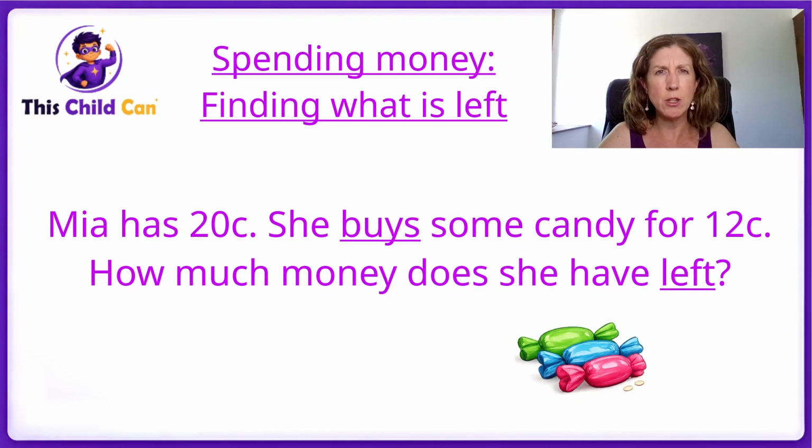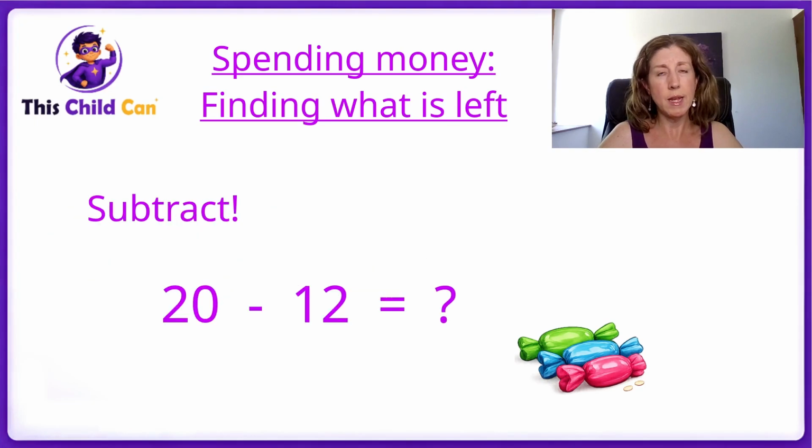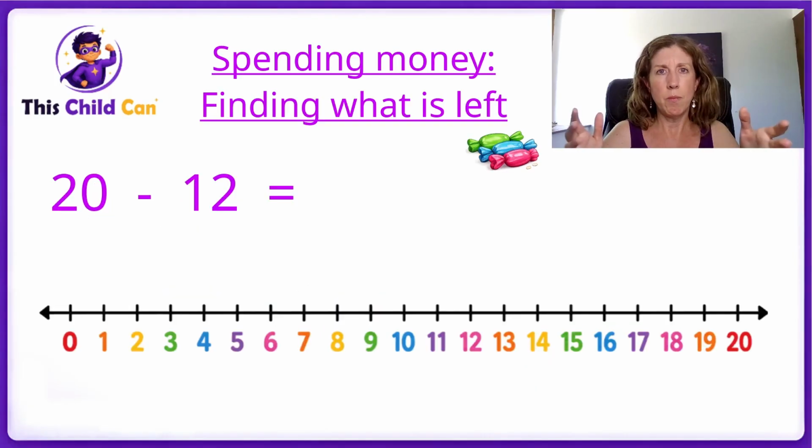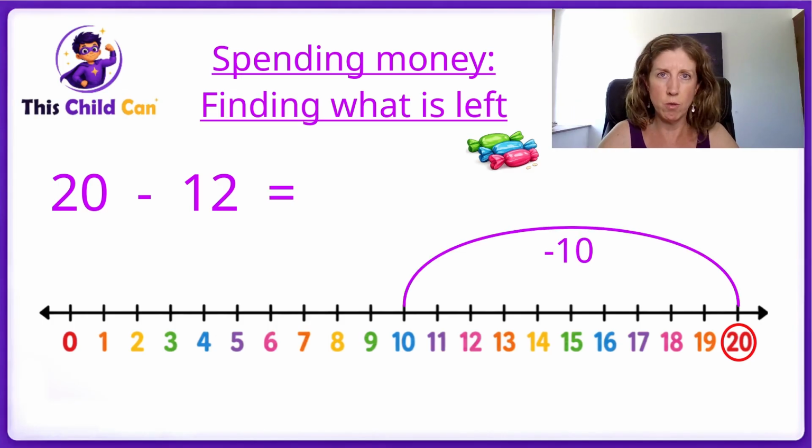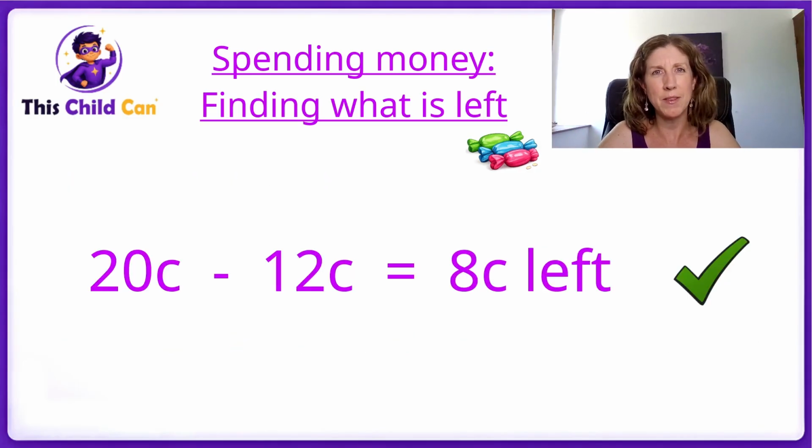What's going on in this money story? Well, Mia has 20 cents in her purse. She's spending 12 cents of it. These words suggest that we need to subtract. So 20, take away 12. We're going to use a number line here. If we start on 20, we're going to take away 12 by taking away 10 and then taking away 2. Then we can see that 20 take away 12 equals 8. So 20 cents take away 12 cents equals 8 cents left.